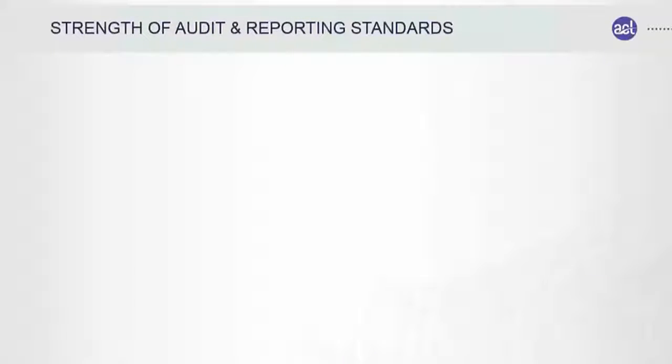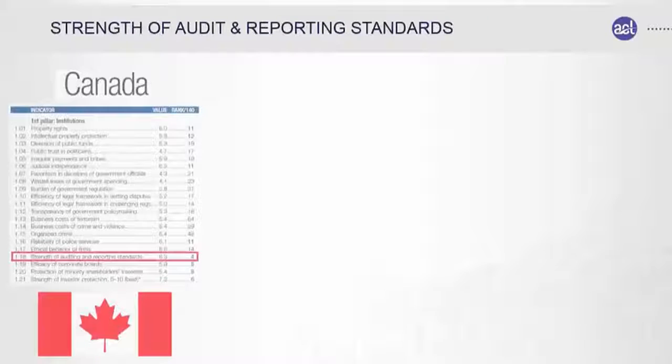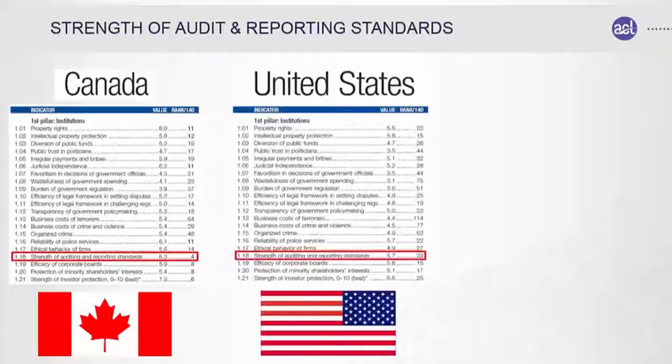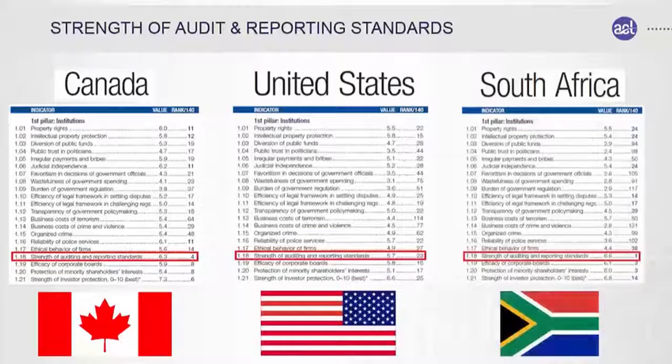But in terms of the strength of our audit and reporting standards, Canada, same ranking by the World Economic Forum, ranks number 4 in the world. United States ranks number 23 in the world. But South Africa, believe it or not, ranks number 1 in the world. So there may be something that we can learn from the way we're doing things in terms of our auditing and reporting standards in the country.